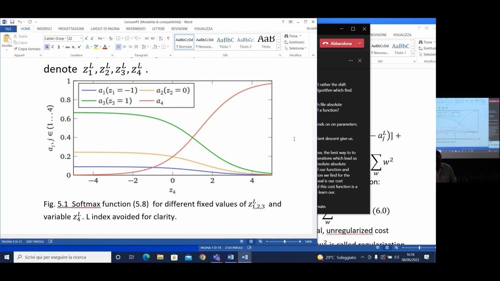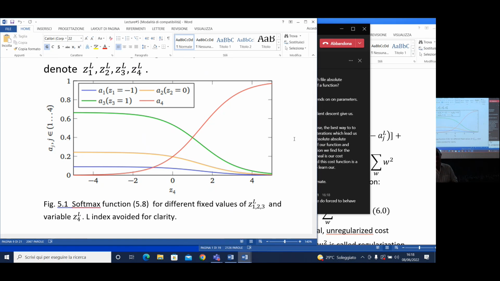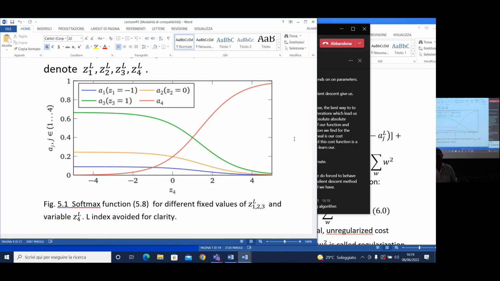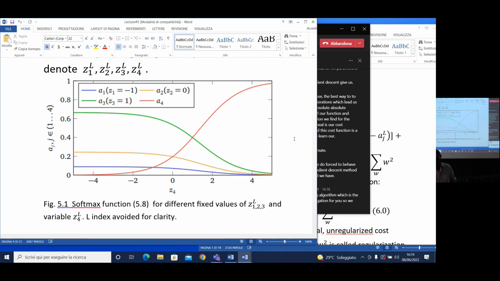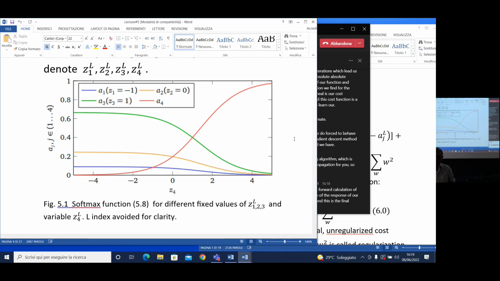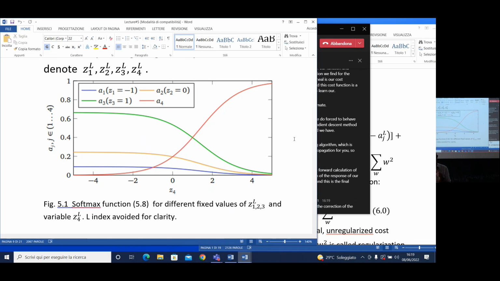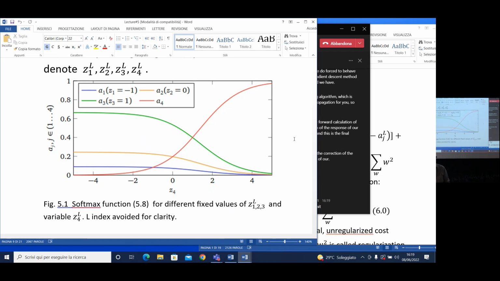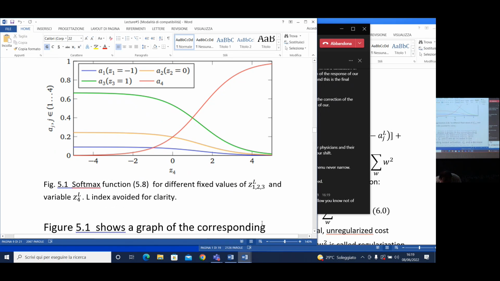Okay? And how do we do it? First, we have the gradient descent method. And second, we have the training algorithm, which is the backpropagation procedure. So we first make some forward calculation of the response of our neural net. And with the final result, we can do the correction of the parameters of our neural net, which are actually weight coefficients and the biases, yes, our shift in any node of the neural net.